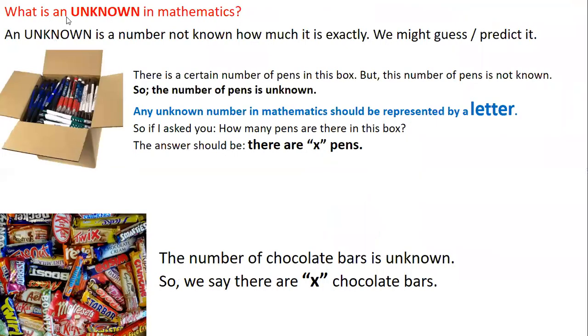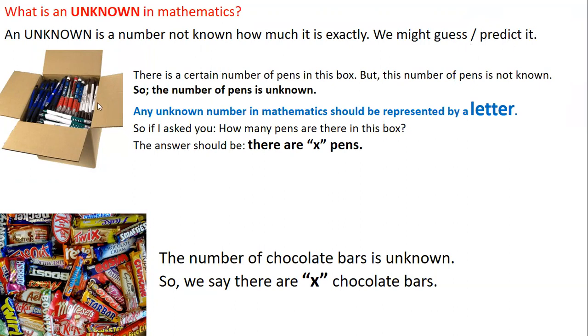So what is an unknown in mathematics? What do we mean when we say it's unknown in mathematics? In English, unknown means I don't know it. But what does it mean in mathematics? An unknown is a number in mathematics, not known how much it is exactly. We do not know how much exactly it is. We might guess or predict it.